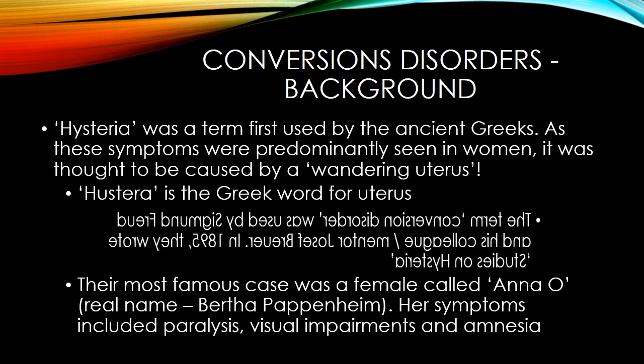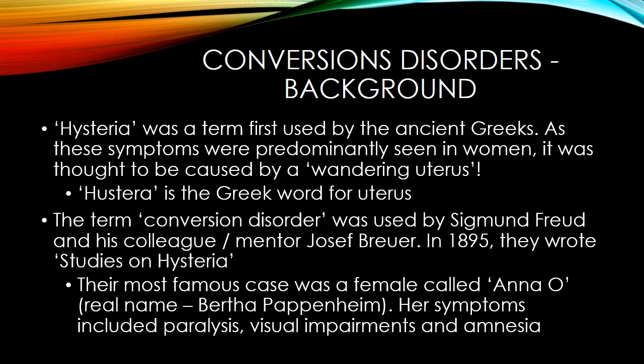The term conversion disorder was used by Sigmund Freud and his mentor and colleague Joseph Breuer. In 1895, they co-authored a textbook called Studies on Hysteria. Their most famous case was a female patient called Anna O, whose real name was Bertha Pappenheim. Her symptoms included paralysis, visual impairments, and amnesia.